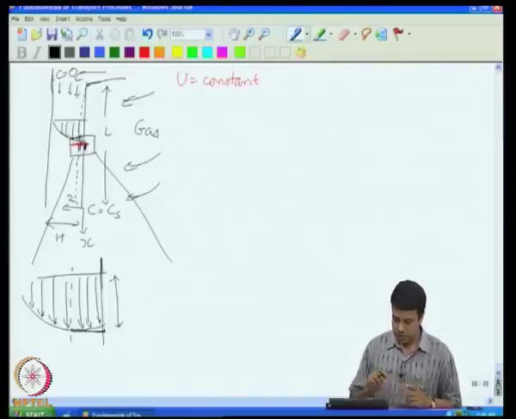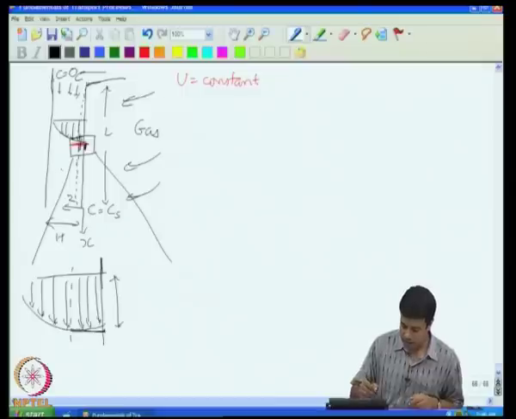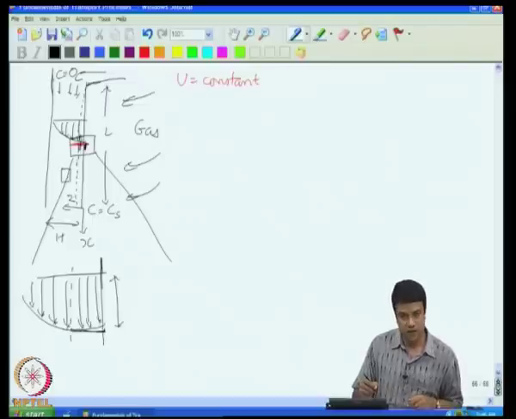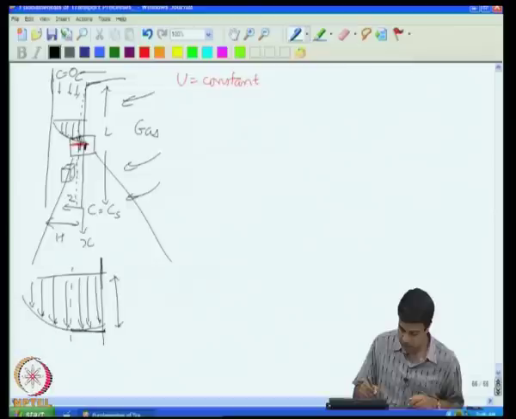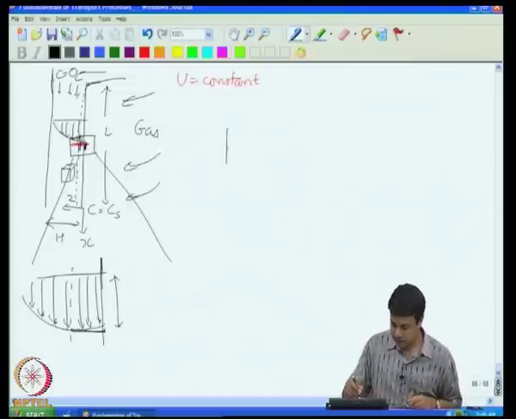So, the balance equations are the same as before, except that now we have a system which is at steady state, nothing is changing in time, but there is a change in the x direction. So, I will take a differential volume.